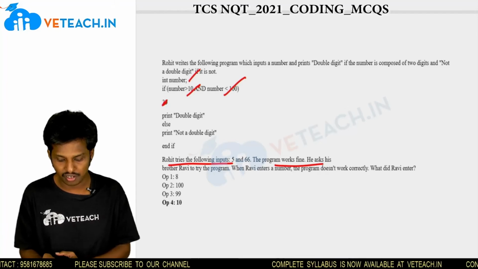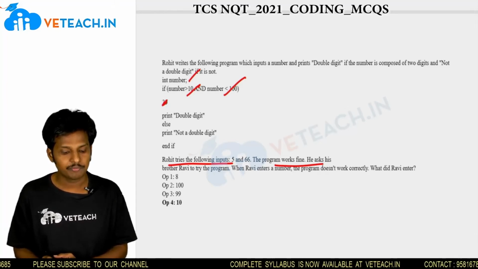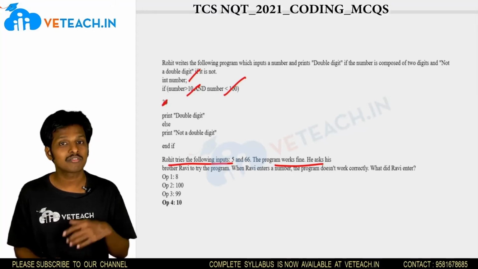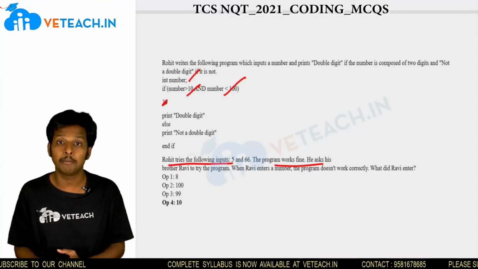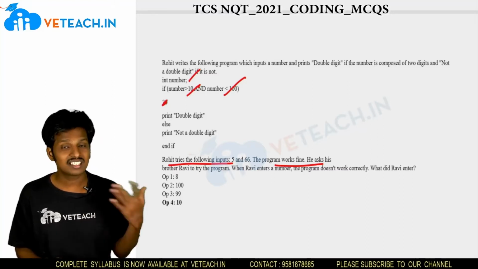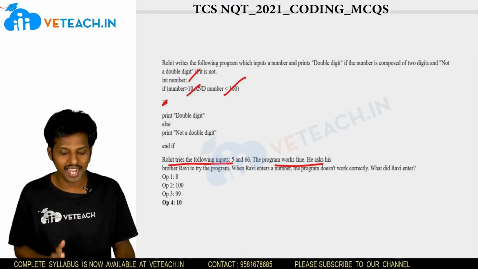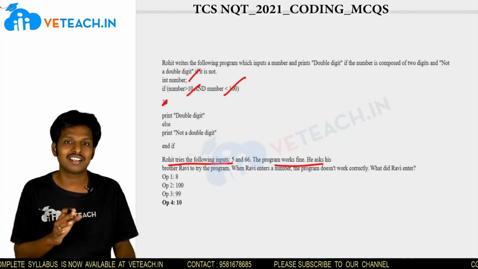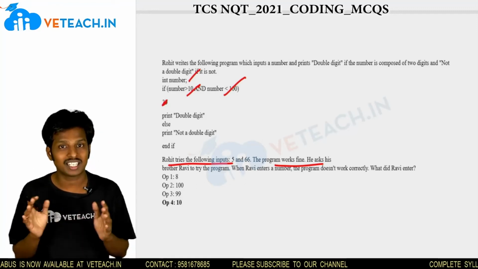Now the question that was asked is, Rohit tries the following inputs, 5 and 66. The program works fine. He has given 5 as the input, where 5 greater than 10 is false. That's why it goes to the else part and prints the message not a double digit. And 66 was input to the program, where 66 greater than 10 is true and 66 less than 100 is also true, which has printed double digit. So Rohit has got the correct answer.